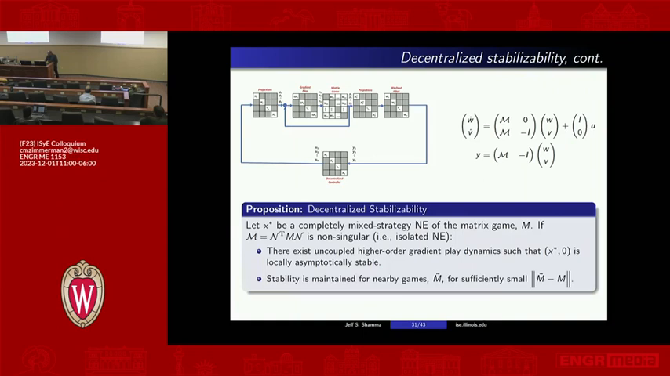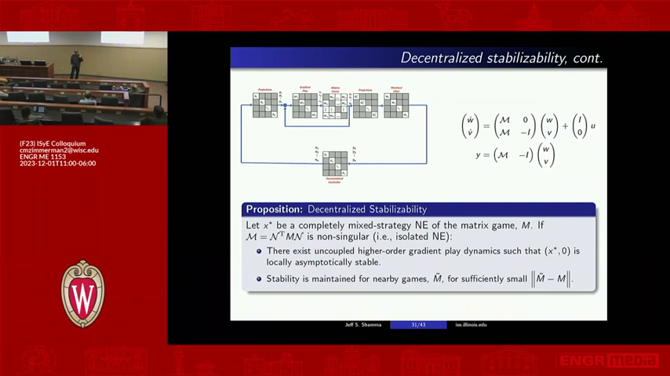And that leads us to the first main result, and that is ain't a horse can't be rode. So ain't a horse can't be rode. If we have an isolated mixed strategy Nash equilibrium, there exists higher order gradient dynamics. They exist. That will converge to the Nash equilibrium of that game and of nearby games.